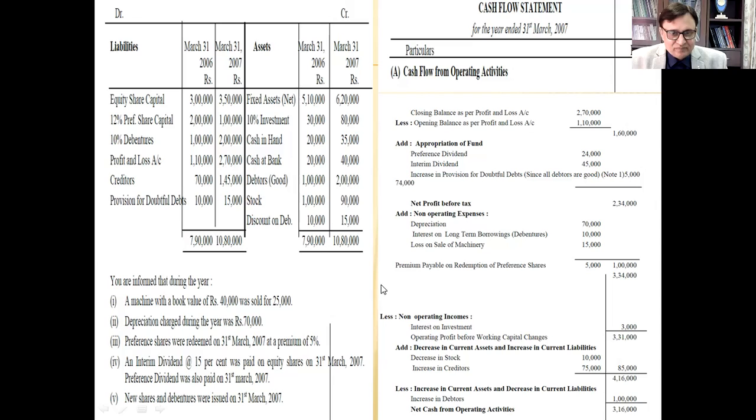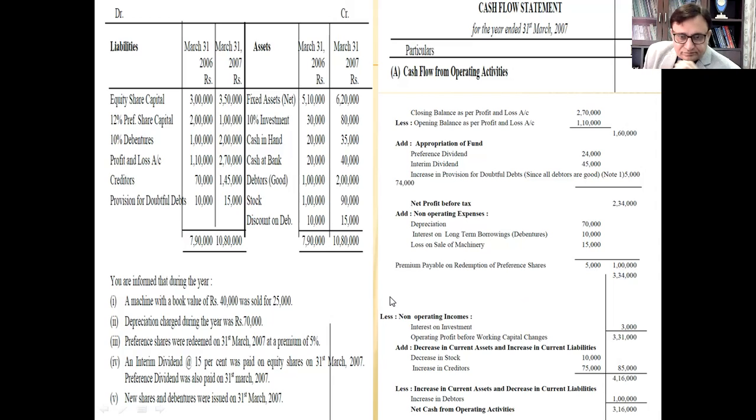Similarly, preference shares are redeemed at a premium of 5%. So 1 lakh shares are redeemed, and the 5% premium comes out to be 5,000. That is also charged to profit and loss account. So 5,000 we will show it, and this amount will also be added. So this comes out to be 3,34,000.